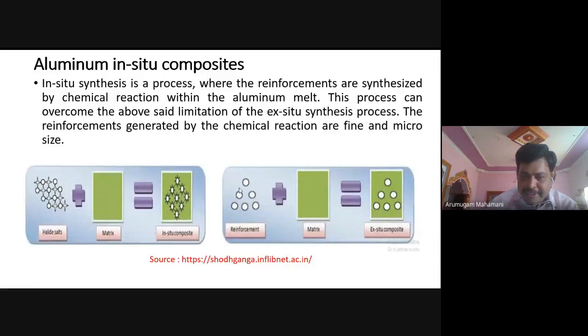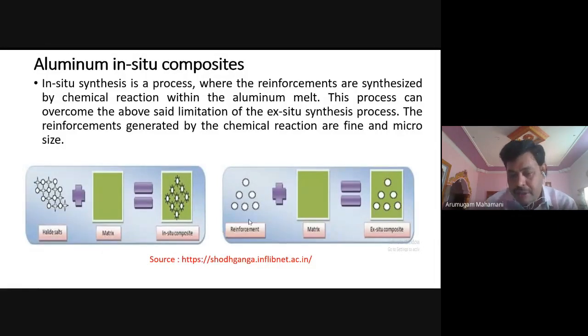So now you look at this other picture, ex situ reinforcement. For reinforcement particles like SiC, Al2O3, B4C, here you have a hot molten matrix, molten aluminum or something, and we are directly adding the reinforcement particle into that. So here the reinforcement is directly added. Here, through the halide salt, the reinforcements are chemically generated. That is the difference.